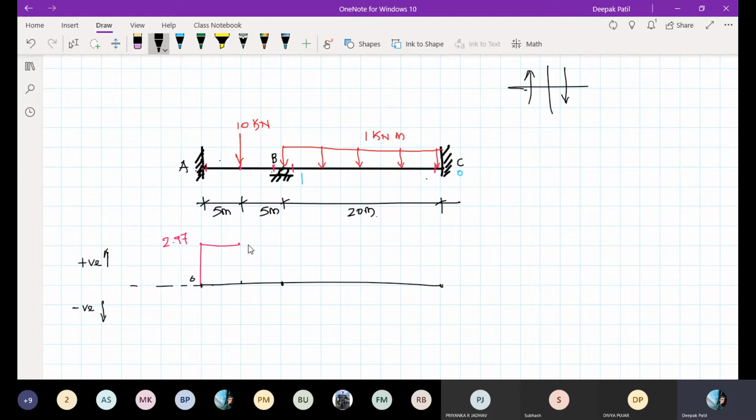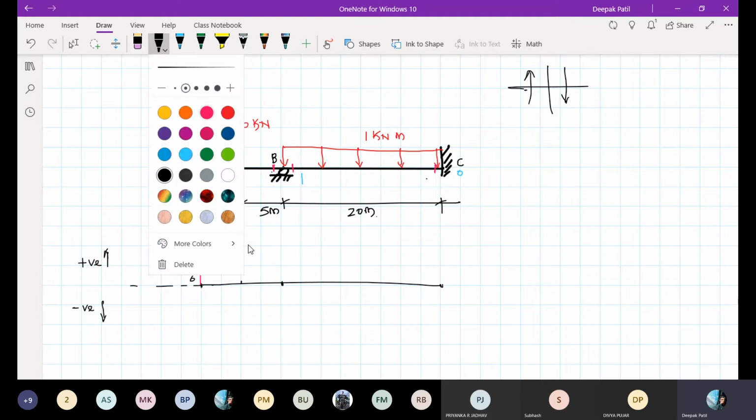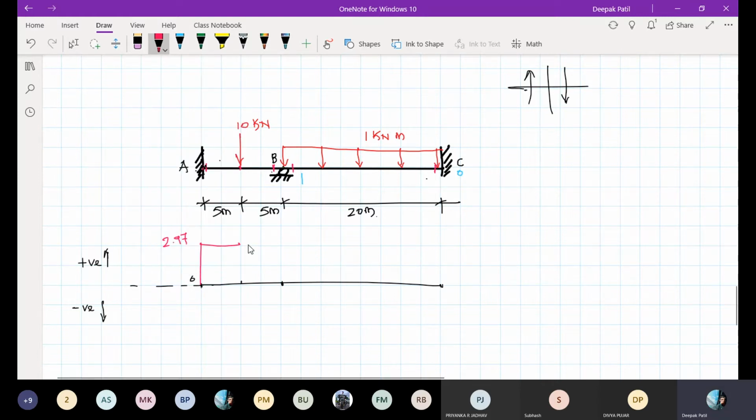All the upward forces on this side are positive and on this side are negative. Okay, so it will be plus 2.97 minus 10. How much will it be? 7.03. Are you getting plus 7.03 or minus 7.03? Yes, you are getting minus 7.03. It means the minus sign means you have to come down.